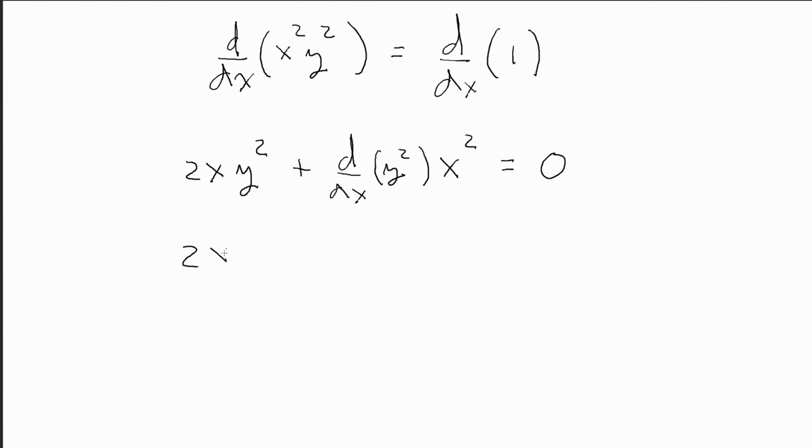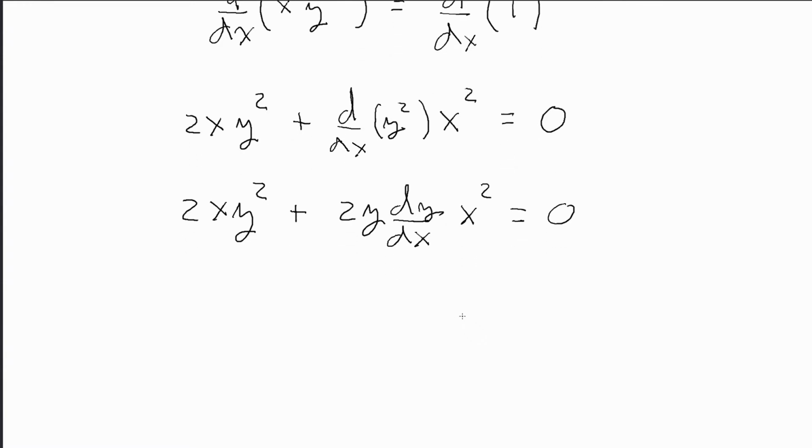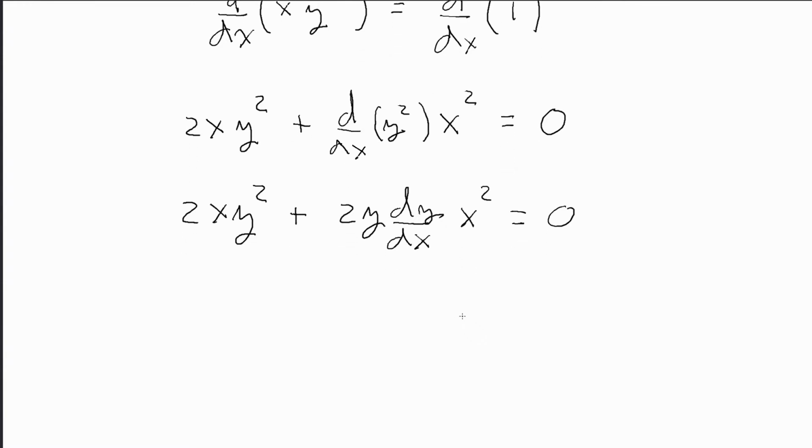So we get 2x y squared plus 2y, there's the chain rule, dy/dx, times x squared is equal to 0. Now I'm going to solve for dy/dx. So 2y x squared times dy/dx has to be equal to minus 2x y squared.